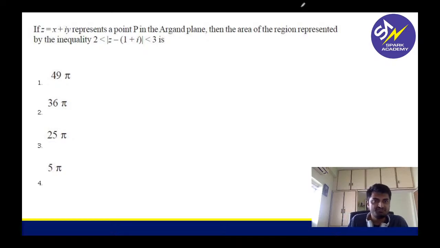Tell me this, guys. This looks a little simple, right? This looks a little simple. Only one inequality is given. They asked for area.